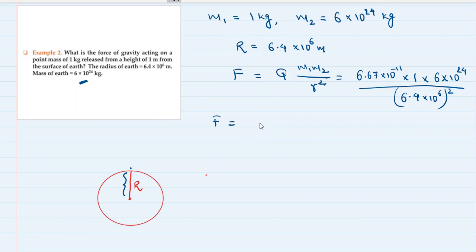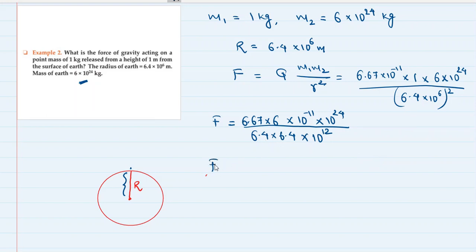So F is equal to G, which is 6.67, I'll write the number next to it, which is 6 multiplied by 10 raised to minus 11, multiplied by 10 raised to 24, the whole upon 6.4 square, that is 6.4 multiplied by 6.4 multiplied by 10 raised to 6, the whole square, that is 10 raised to 12, correct? Because 10 raised to 6, the whole raised to 2, is 10 raised to 6 into 2, that is 10 raised to 12. 6.4 square is 6.4 written 2 times.